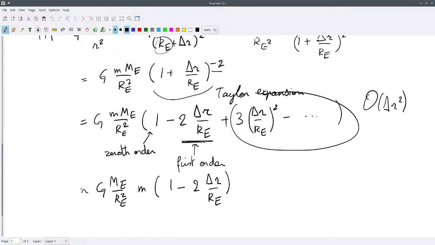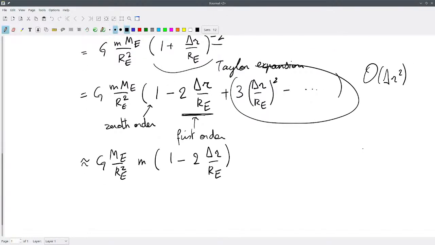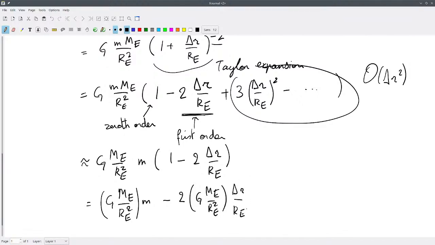And this is approximately equal now. And that I can write as: we have the first term, which is G times m_e over r_e squared times the mass. And then we have a second term that is going to be minus 2 times G m_e over r_e squared times delta r over r_e. So let's look at that in a little bit more detail.